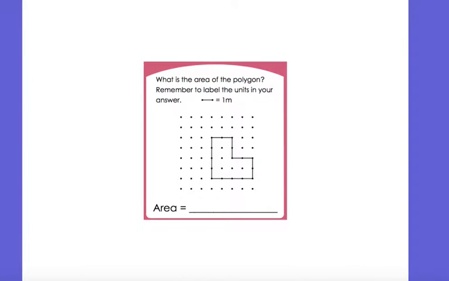I'm just looking around to see if there's another one I want to do. All right, what's the area of this polygon? A lot of students will want to do the perimeter. The perimeter is around the edge. If we want area, we've got to count the inside squares. So if it's not too complicated, I just go ahead and draw where my squares would be.